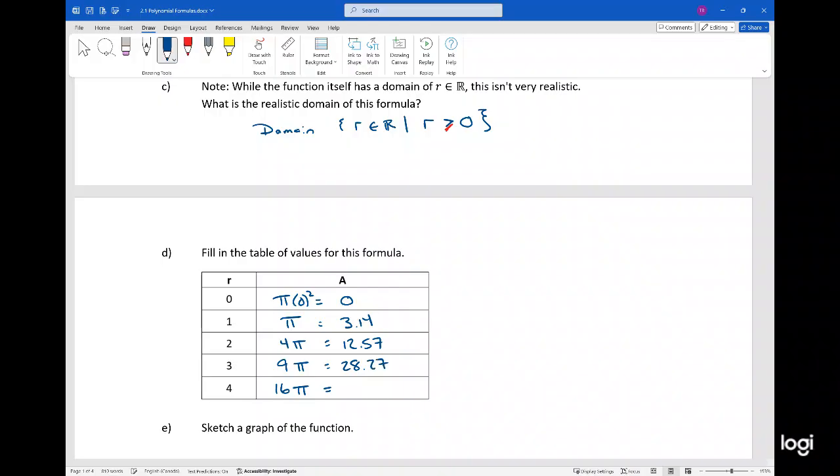By the way, I'm using the actual pi button on my calculator, so if you're using 3.14, it'll be slightly different, but not enough to matter to us. 16 times pi is 50.27-ish.